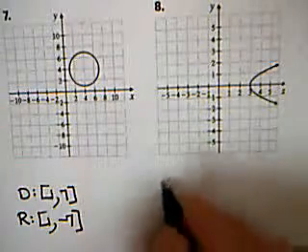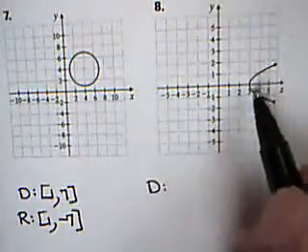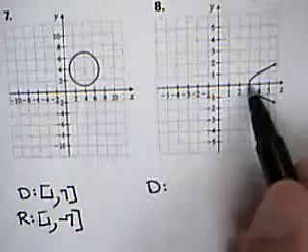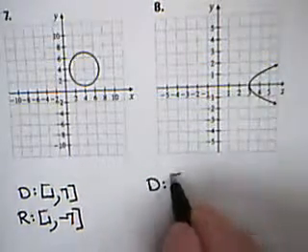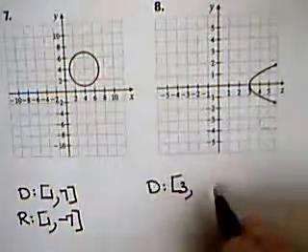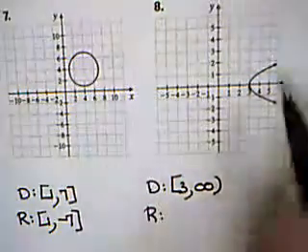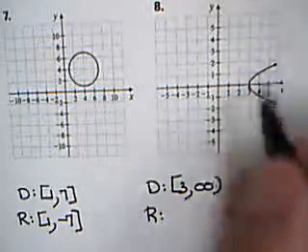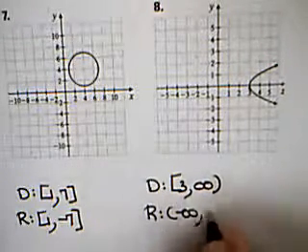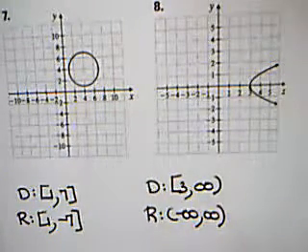The parabola, as far as the domain is concerned, this is my furthest left-hand point. That x value is positive 3. It's all the way to the right because of the arrows. So it goes to positive infinity. Range, it goes down forever, goes up forever. So we would say that's negative infinity to positive infinity.